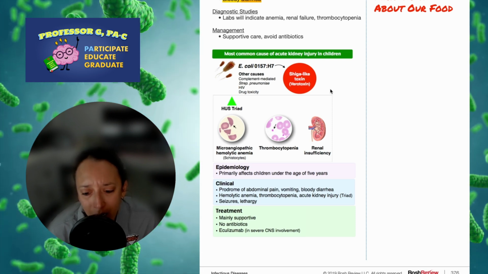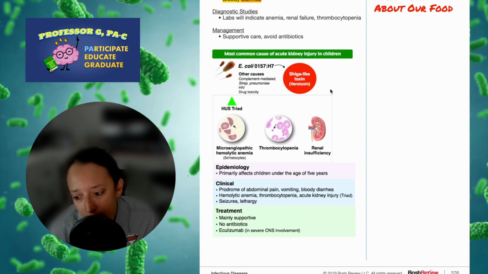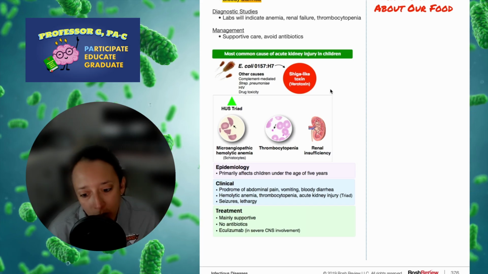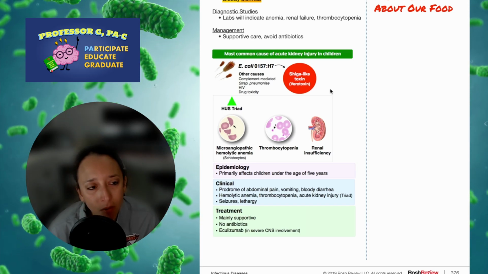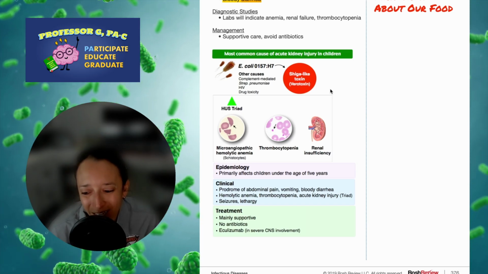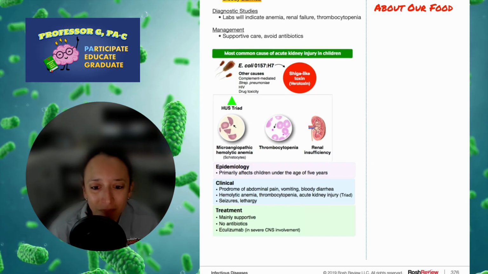Appropriate tip: HUS follows bloody diarrhea in kiddos. So when you see anemia plus thrombocytopenia plus renal failure, think E. coli O157:H7 and do not give antibiotics.